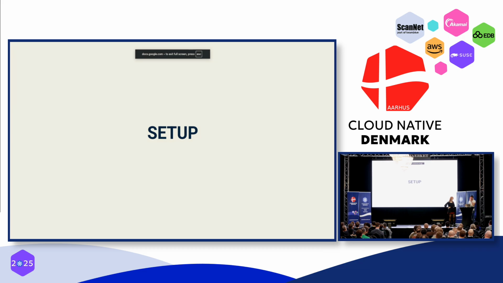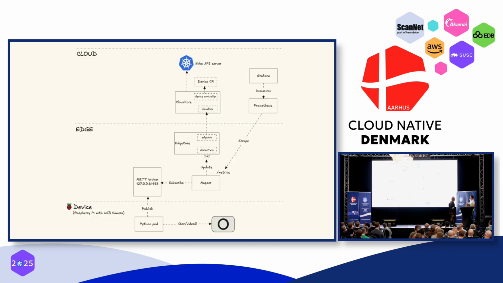But let's take a quick look at the setup, how this thing works behind the scenes. You might be familiar by now with this 3-layer diagram. So at the top, we have the cloud, which is the Kind cluster running on this laptop here. This is where the cloud core runs, and we have the Prometheus and Grafana stack. In the middle, we have the edge layer with that Raspberry Pi, and this is where the edge core lives. We also have the MQTT broker and the mapper over there. And at the bottom, we have the device, which is like the sensor or camera in a proper context. Here, it's the combination of the Python MediaPipe app and the USB webcam.